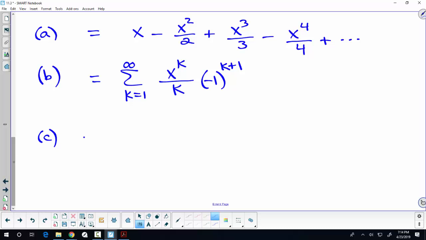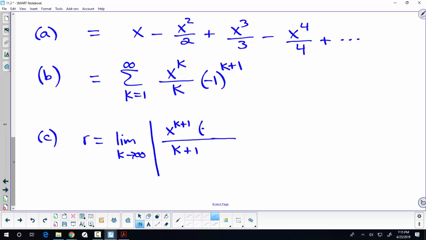So we're going to test this series with the ratio. Limit as k goes to infinity. Remember, it's the absolute value because we got a variable x in there. If something converges absolutely, then it converges. So it's just much more convenient, especially with alternating series, to start out this way. So we have the k plus 1 term: x to the k plus 1 over k plus 1 times -1. Remember, k is now k plus 1, so it's k plus 1 plus 1, which is k plus 2.